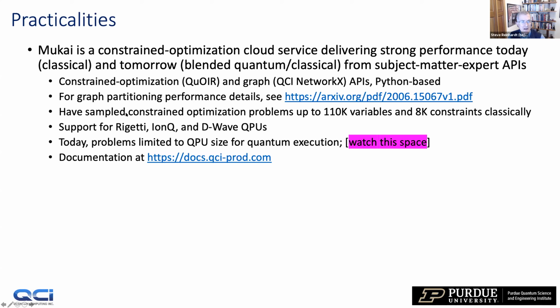How big a problem do we solve today? So far, we've been up to 110,000 variables and 8,000 constraints. That ran purely classically. As I mentioned before, we have support for Rigetti, IonQ, and D-Wave QPUs today. If you're running on one of those QPUs today, you're limited to the size of the QPU. We realize that's a significant restriction, and we have key developments underway, so watch this space for that. And if you want to look at the documentation, that's available on the web.